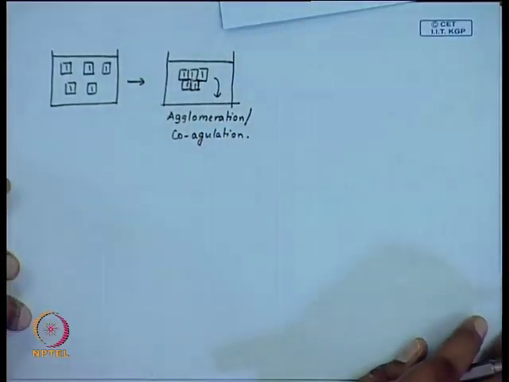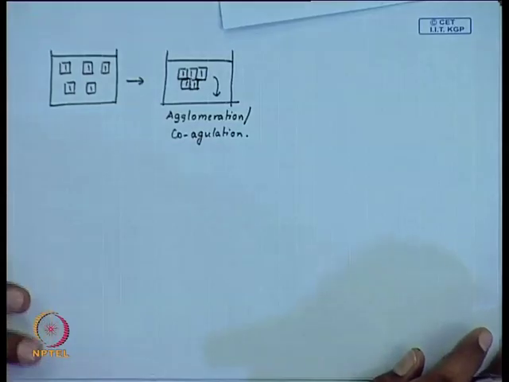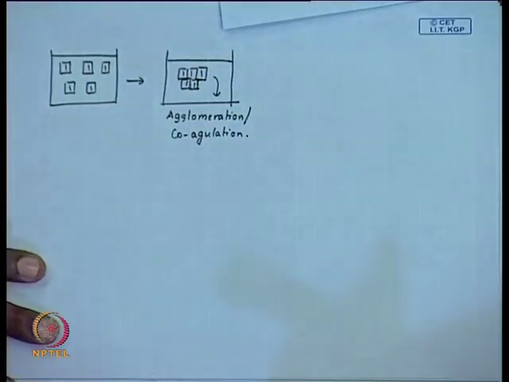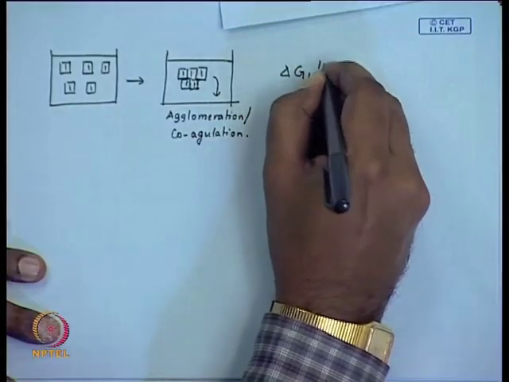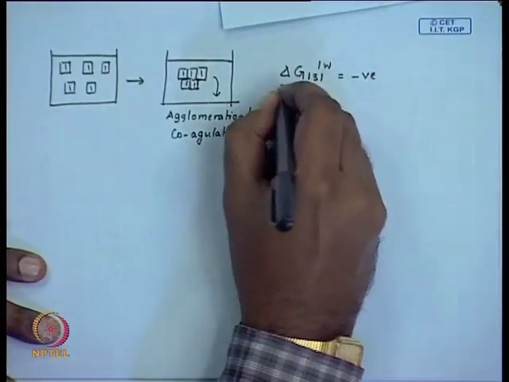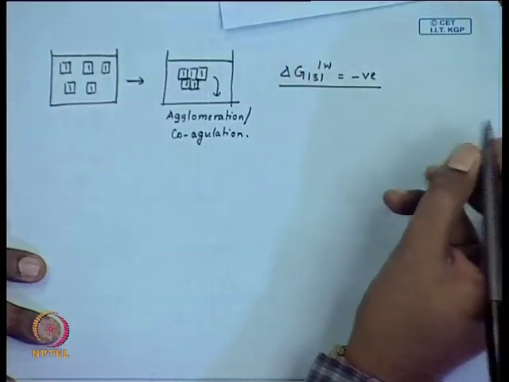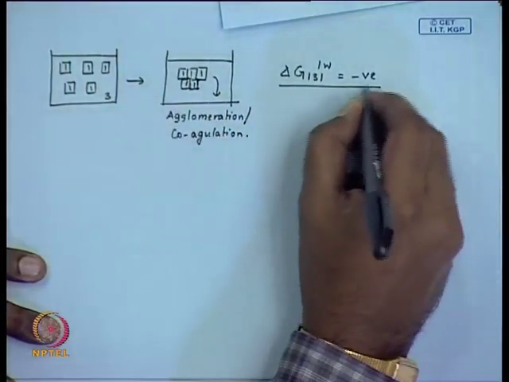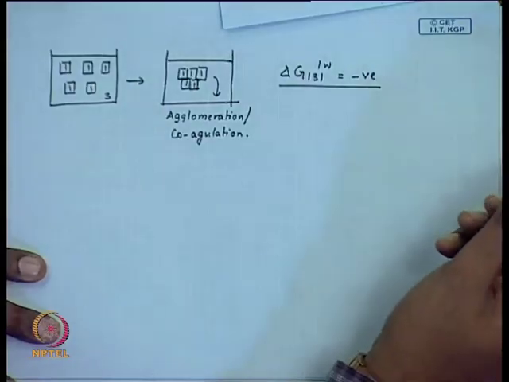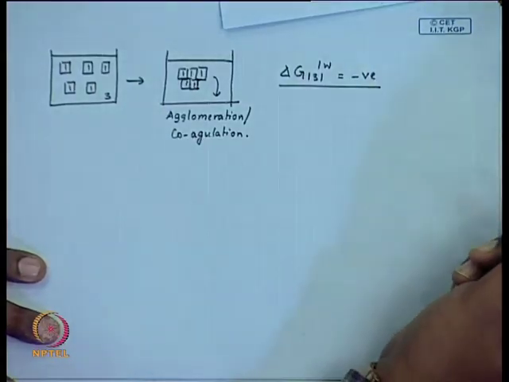Right. Now, so van der Waals, if you have only van der Waals interaction active, delta G 131 LW is negative. So, it always refers to a scenario where if you have multiple surfaces in a liquid medium, let us say, you will always have agglomeration or coagulation. So, how can you really have a stable dispersion?